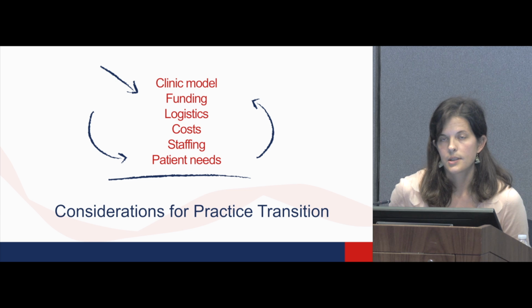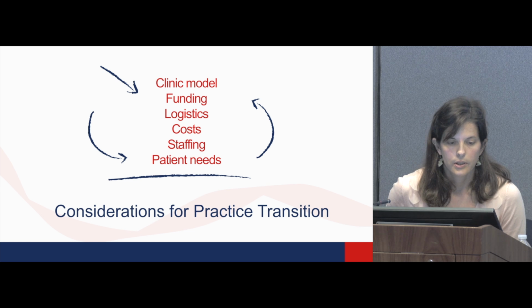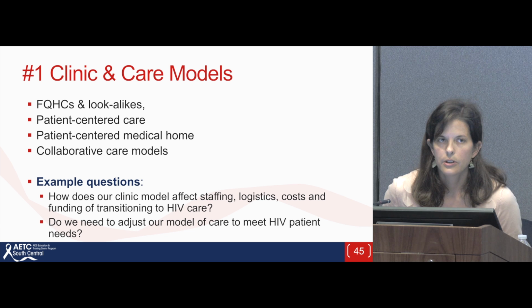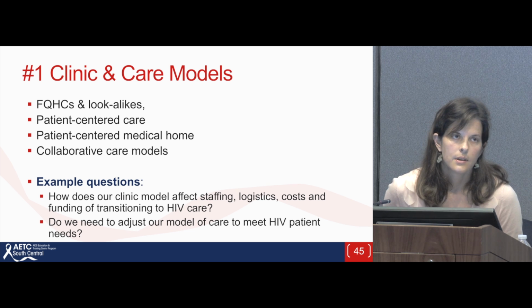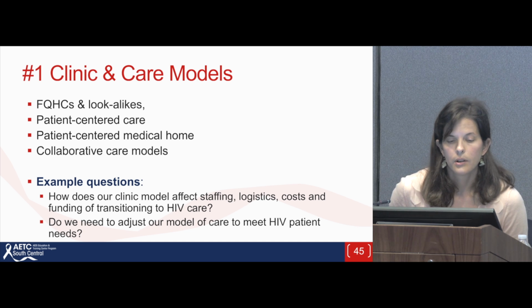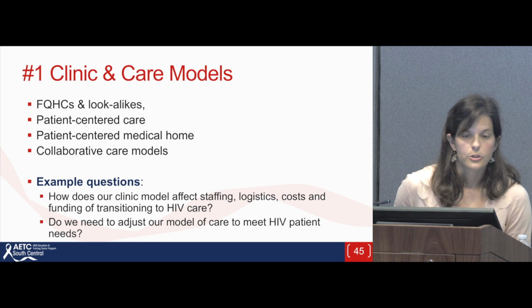And these are the considerations that came out of that evaluation effort. So there's 6 considerations: clinic model, funding, logistics, costs, staffing, and patient needs. And so none of these are that earth-shattering, but this is all new territory for this clinic, and so there were some really important questions and considerations that came out of the discovery process. So these 6 considerations are set out so that clinics can use these as questions to ask themselves as they go through a process of practice transition. So if a clinic were to embark on the process of taking in HIV patients, these are questions and considerations that they would want to address.